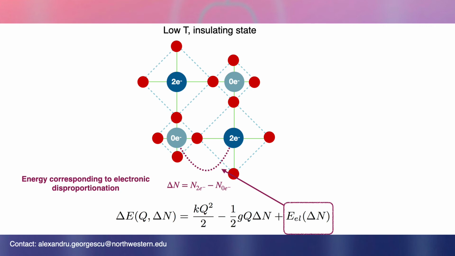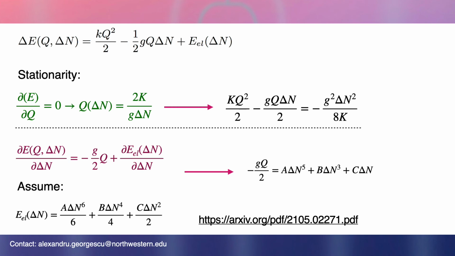And an energy as a function of the electronic disproportionation, which to some extent we can think of as the electronic disproportionation energy or the total energy in the absence of any structural disproportionation. So once we have a lattice stiffness K, an electron lattice coupling G, as well as an electronic disproportionation delta N as a function of Q, we can then build an electronic and a total energy functional that allows us to clearly disentangle the roles of the electron and lattice degrees of freedom in the transition.